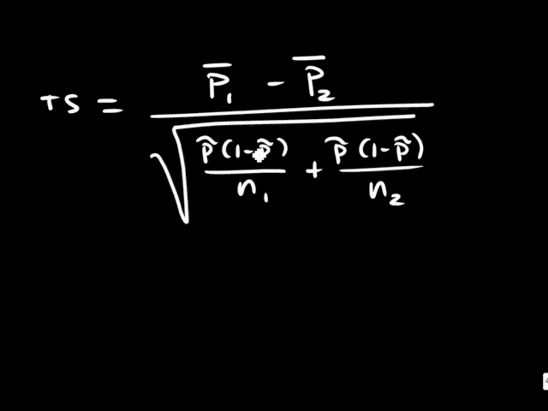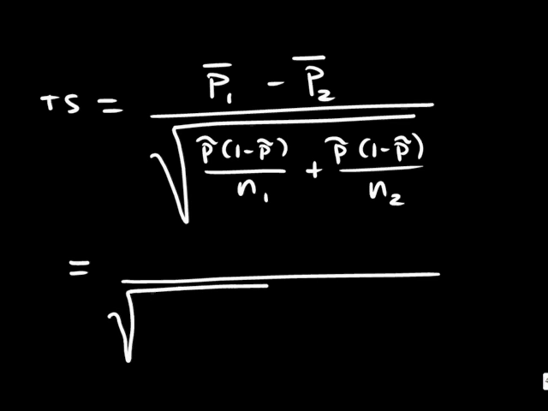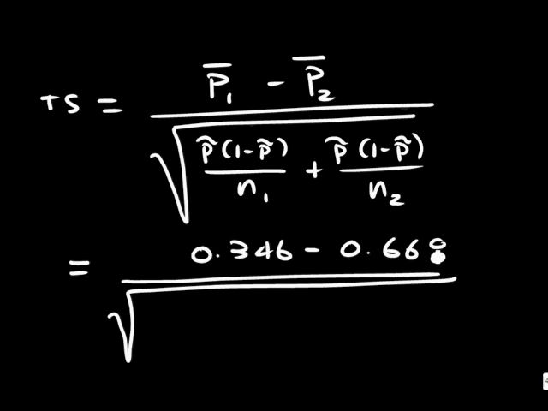let's write this down. 0.346 minus 0.668. Now, 0.332 times... we made a mistake. The second sample proportion is 0.319. Okay. Sample proportion 1 minus sample proportion 2.